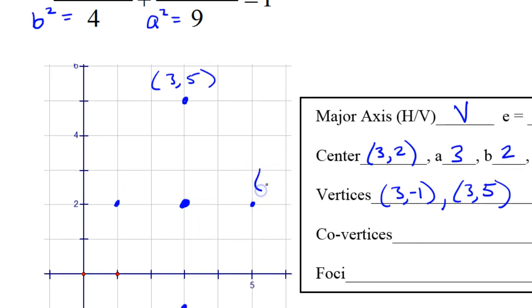So that gives us the covertices, which are 5, 0, and the one on the left is, did I say 0? That's wrong. Let me start over. All right, this covertex on the left is 1, 2. And the covertex on the right is 5, 2.